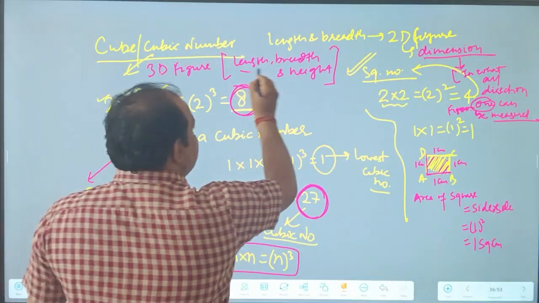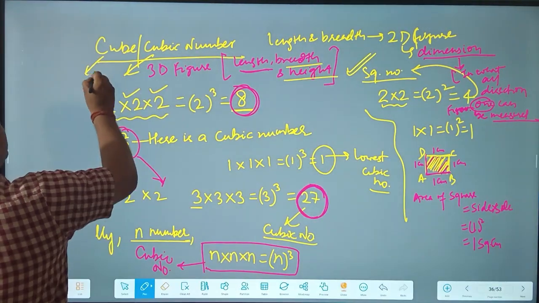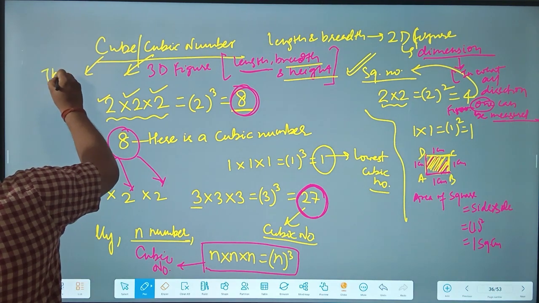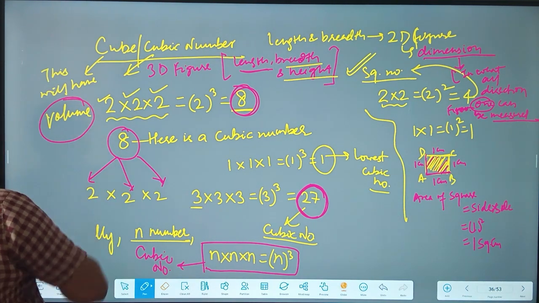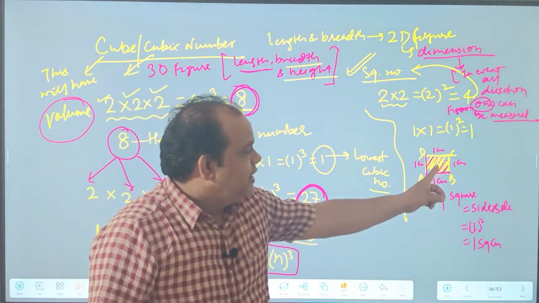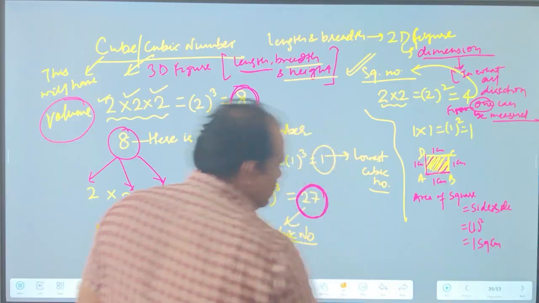So when we have these three things, length, breadth and height, cubic figures, what will they have? They will have volume, the volume of the particular object. Here in a square we have only the area. Okay, now let's come to our question.